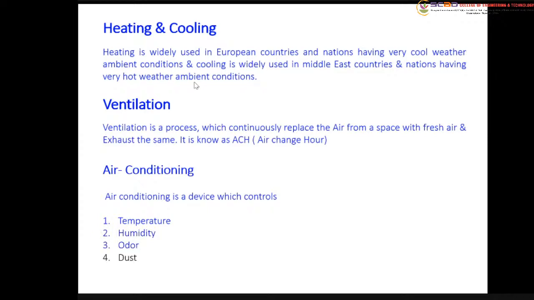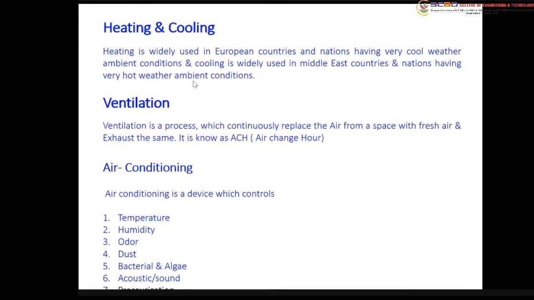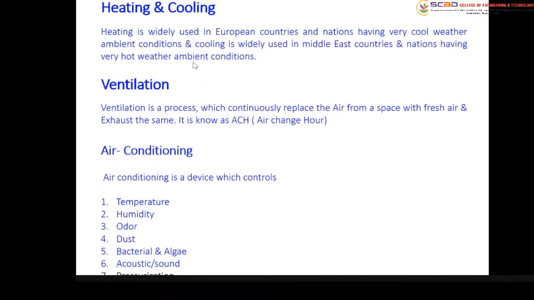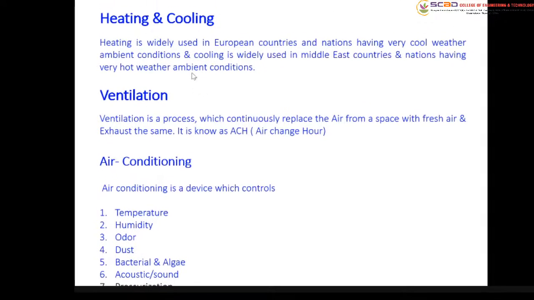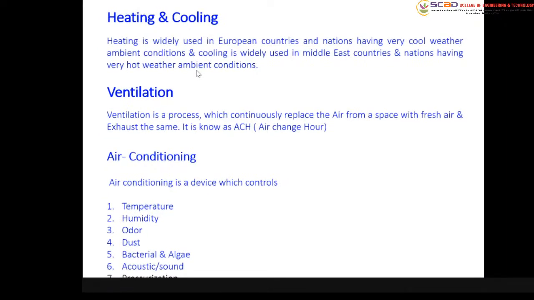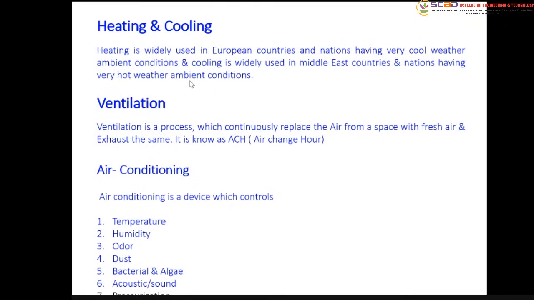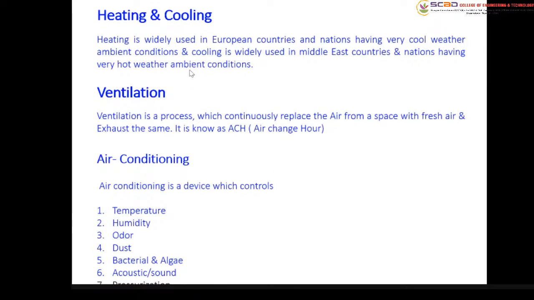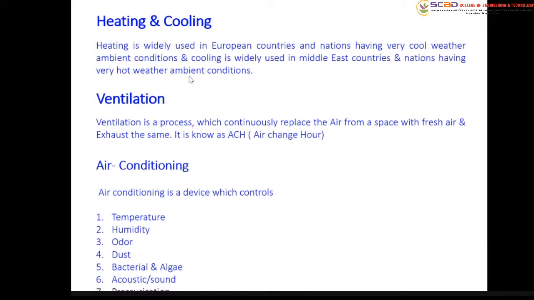Number four is dust. Number five is bacteria and algae. Number six, acoustics and sound. Number seven, pressurization. Now, what temperature is controlled? Because in some hot, sunny climates, your room will have a very hot temperature inside, so you need to control the temperature inside a room. Air conditioning is not only controlling the temperature, it is also controlling the other items like humidity, odor, dust, bacteria, algae, acoustics, and pressurization.